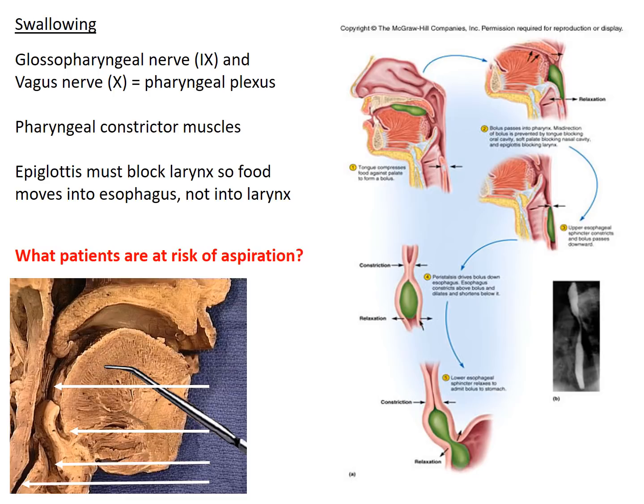Remember, when we swallow, the tongue has to push the food bolus back, and the epiglottis must be able to block the trachea so that the food bolus and liquids that we're swallowing don't end up into the larynx and down the trachea. So let's look at that lower cadaver picture, and can you identify everything at the white arrow?